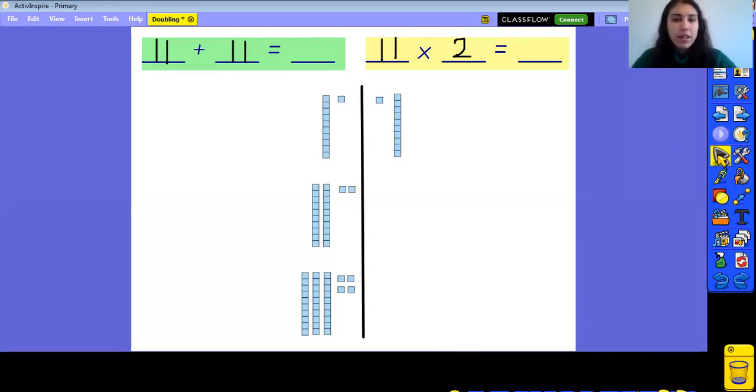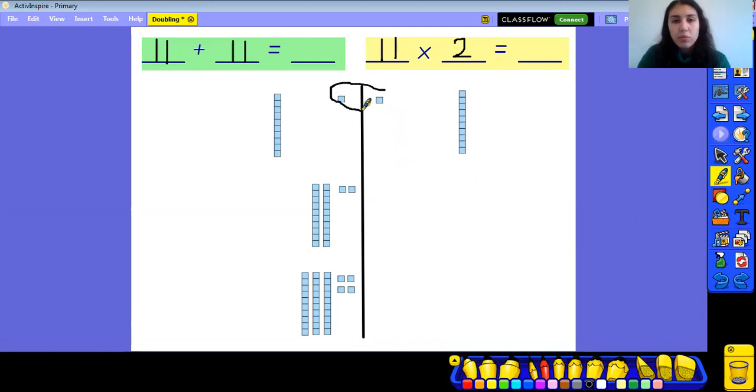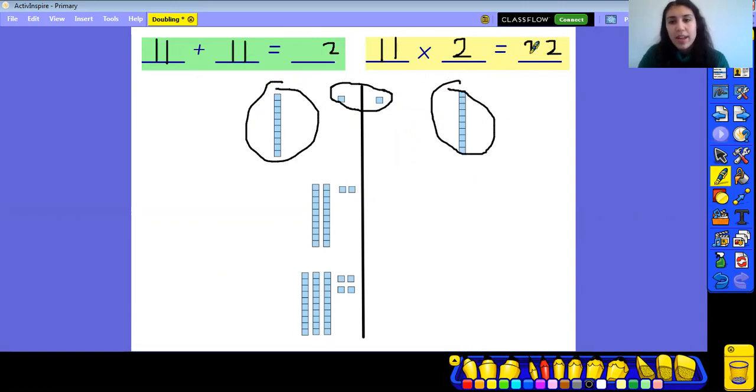Now this is where we need to use our partitioning knowledge to help us. What we're going to do is partition our 10s and our 1s. So let's start with our 1s. Well, double 1 would give us how many 1s? 2. Excellent. Give us 2 1s. And now double 10 would give us how many 10s? 2 10s. So double 11 would be 22.